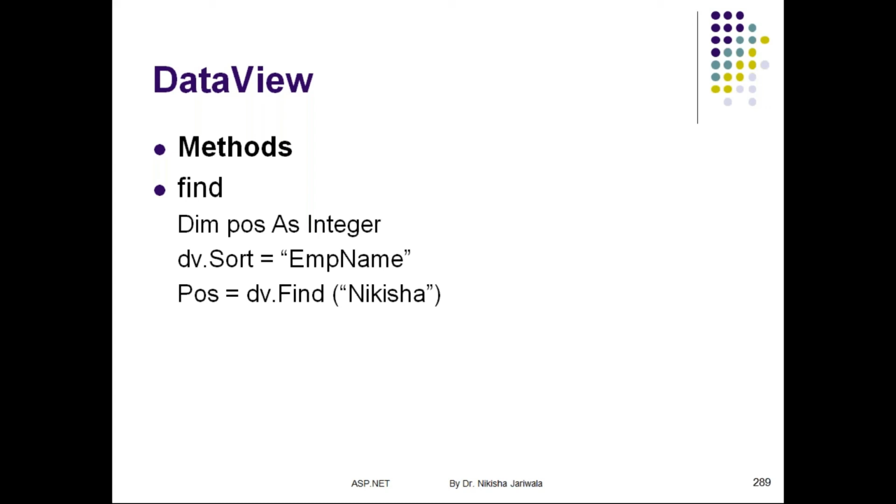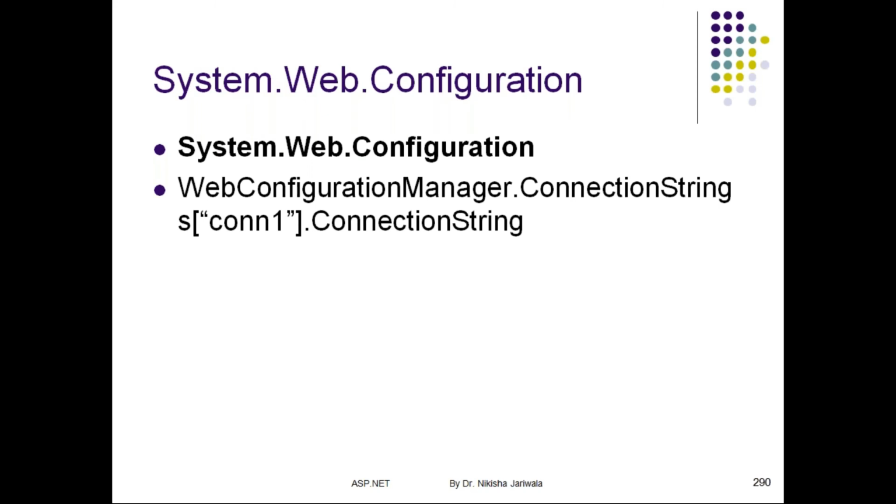After that, I have used the find method. I have specified the value that I want to find, and it will record the record number if that particular value is found within the employee name column. So position will contain that value. So students, this is all about the objects that are present within data view.